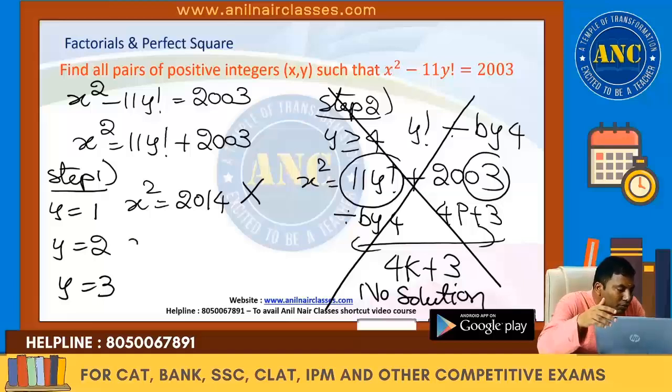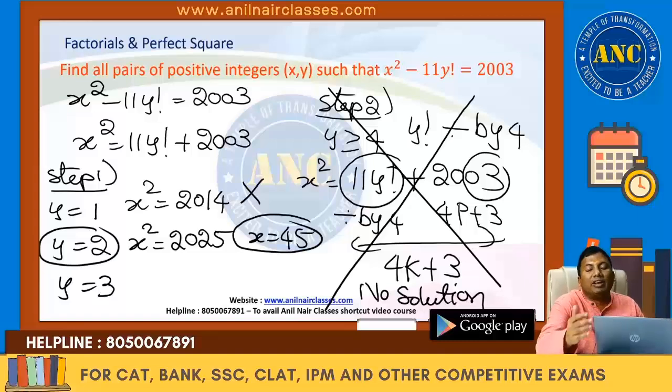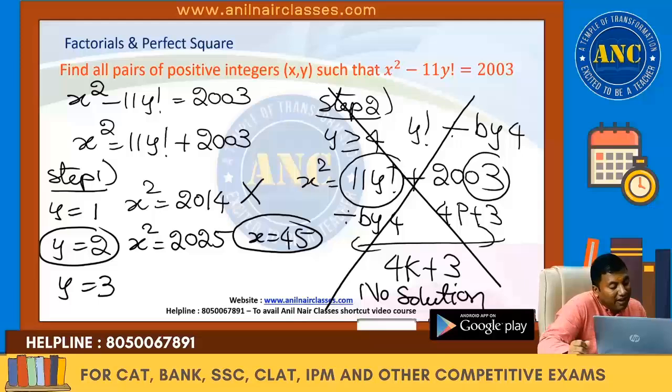Y is 2. 2 factorial is 2. 2 elevens are 22. It is 2025. X is 45. Yes, one value I am getting. 45 square is 2025. Y is 3. 3 factorial is 6. 6 elevens are 66. 66 plus 2003 means 2069.